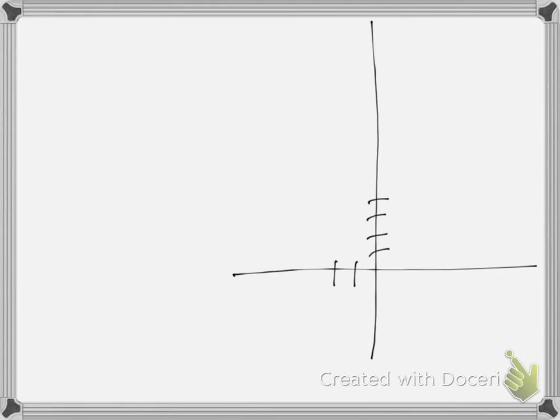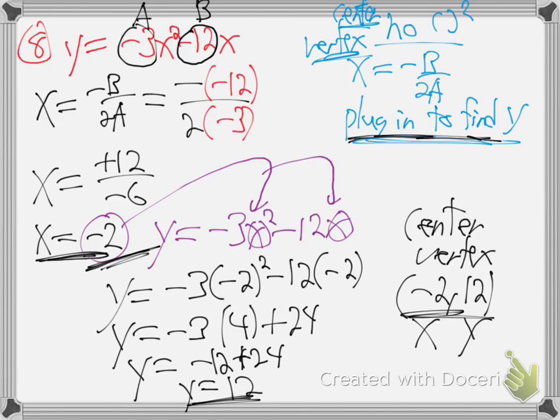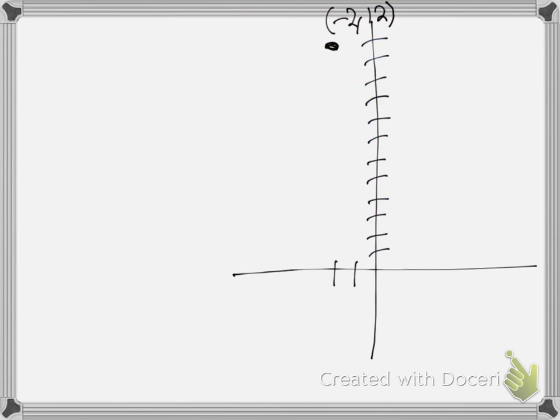So I'm going to graph it. Back 2, up 12. 1, 2, 3, 4, 5, 6, 7, 8, 9, 10, 11, 12. Back 2, up 12 right there. There's the center of the U shape. Now, how do we find the second point? So we have the center. Now we just need one more point, and then we'll connect the 2 points to make our graph.